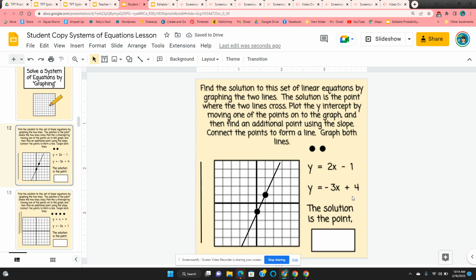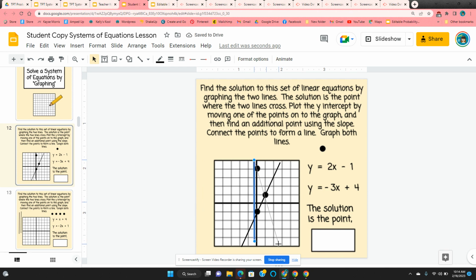Now for the second equation, they've got a y-intercept of 4, so they know they're going to have a point at (0, 4). And then they've got a negative slope, -3, so it's going to be down 3, 1, 2, 3, to the right 1. They've already got a point there, so they don't need to use this one. Now they're going to connect these two points.